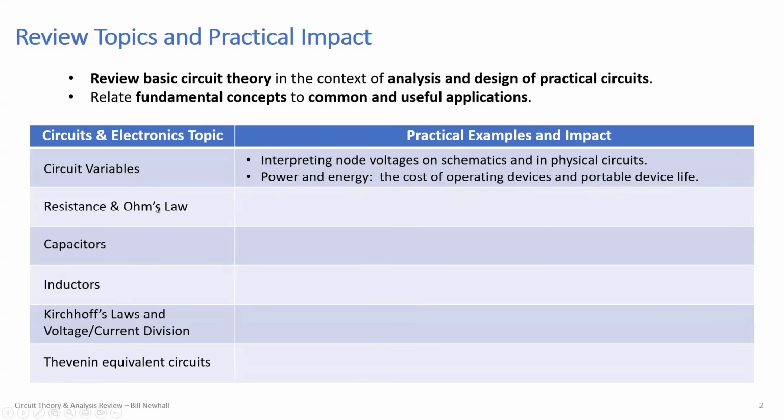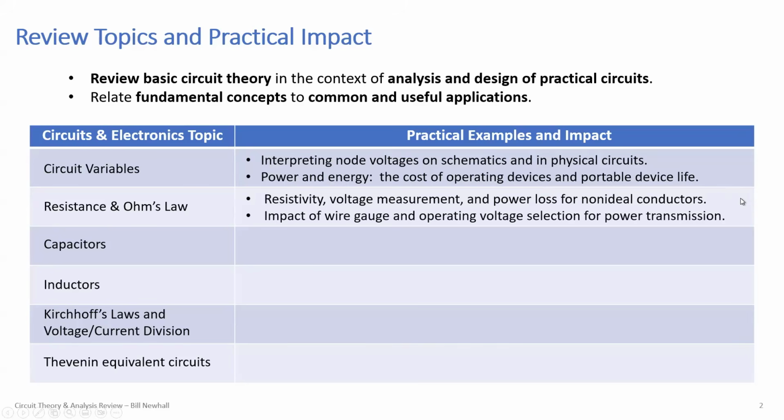Okay, for resistance in Ohm's law, right, V equals IR, but I want to talk about resistivity of wire materials and voltage measurement and power loss for non-ideal conductors, right? So conductors, we assume when they're on a schematic in the classroom that they are ideal conductors, but there are situations where you have to take into consideration the resistance of conductors, which means they're non-ideal.